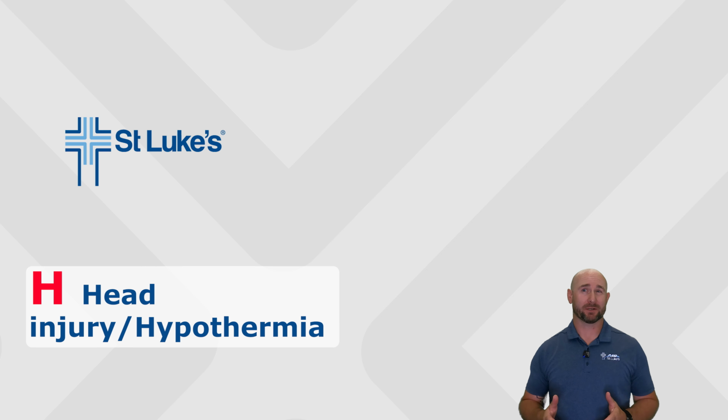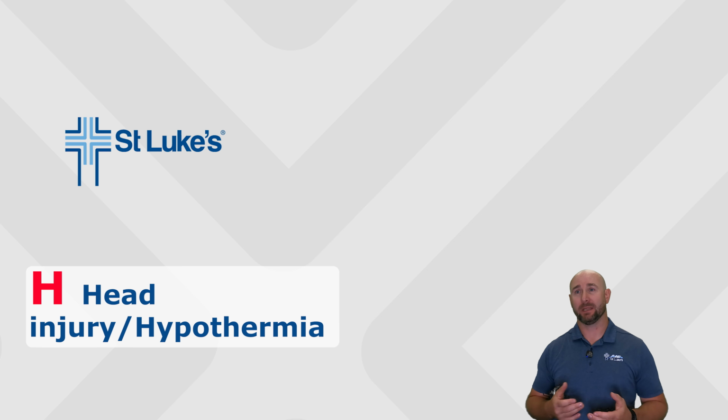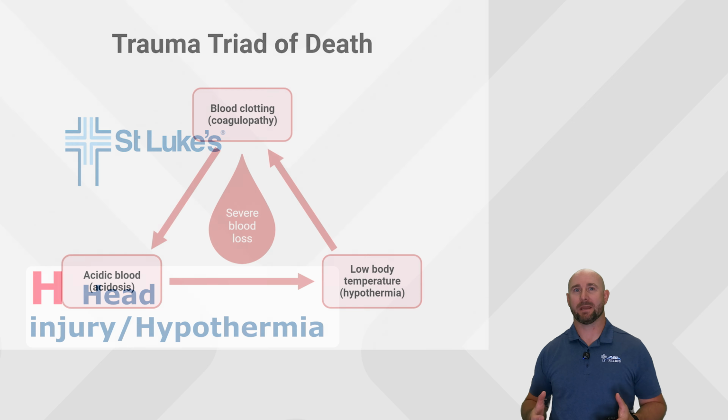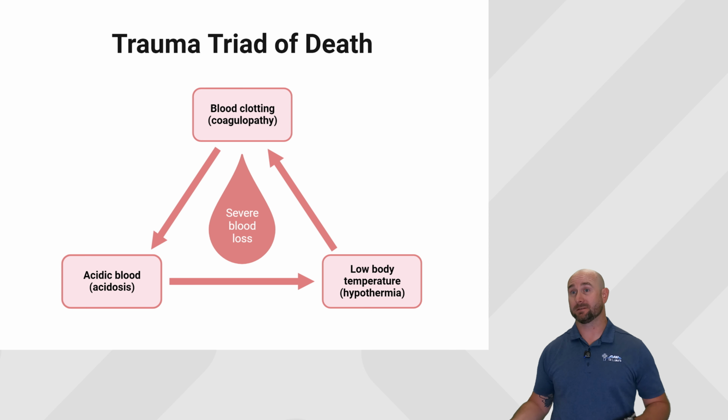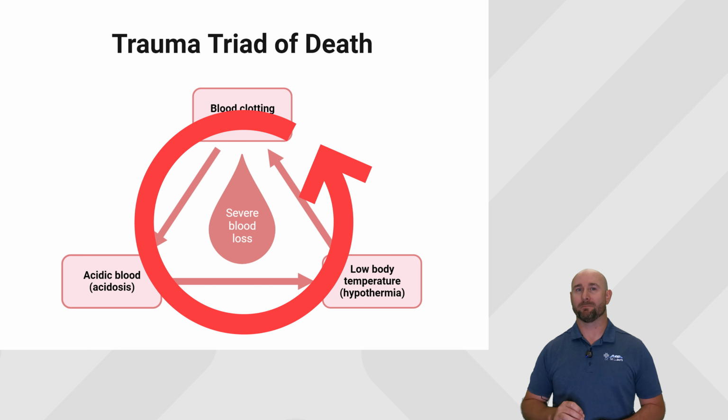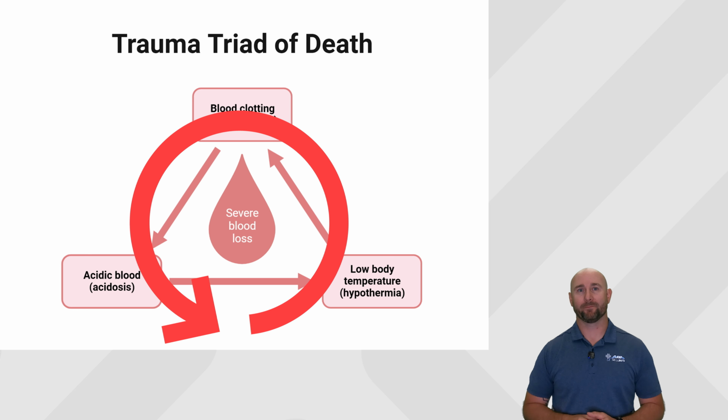The final step in the MARCH algorithm is H, which stands for head injury and hypothermia. While head injuries are important to recognize, in the context of traumatic cardiac arrest, hypothermia is the more critical concern. Hypothermia doesn't just mean the patient's cold, it's a key player in the trauma triad of death, alongside acidosis and coagulopathy. These three factors feed into each other, creating a vicious cycle that dramatically reduces the chances of survival.